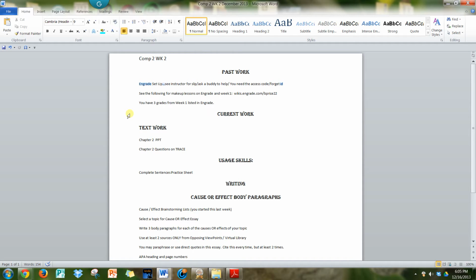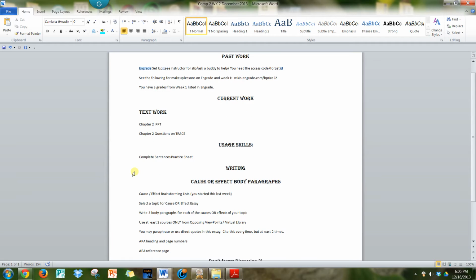So this week in week 2, what you're working through is chapter 2. There'll be a PowerPoint that I'll go over with you. There are some questions on what the PowerPoint covers, which is the TRACE, and all of those letters stand for a different element. So we'll go over that. There's a practice sheet on sentence completion that you'll also get in class in week 2.